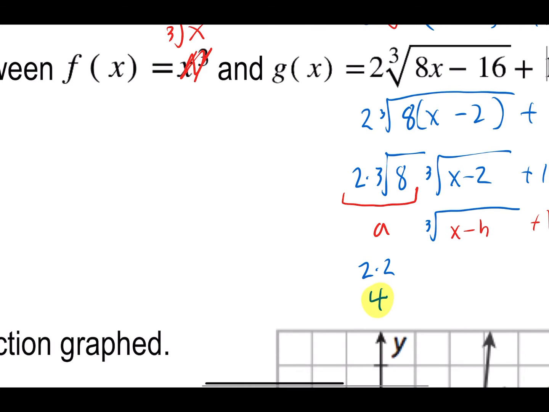Mostly horizontal. Vertical means y. Take every y value and multiply it by whatever the stretch or compression is. In this case, it's 2. And that's pretty straightforward. Take every y value and multiply it by 2. It's a vertical stretch of 2.